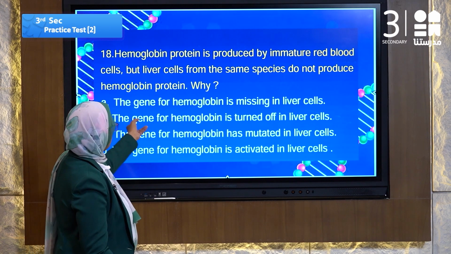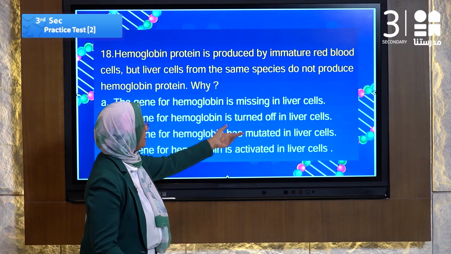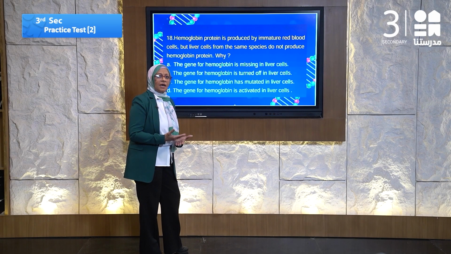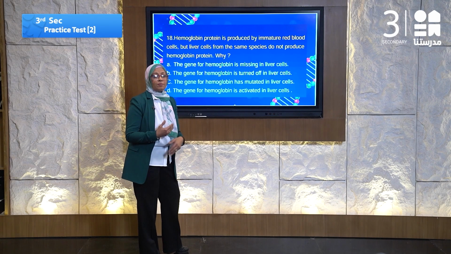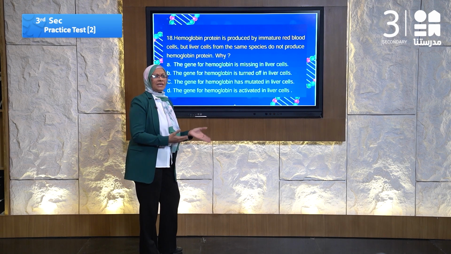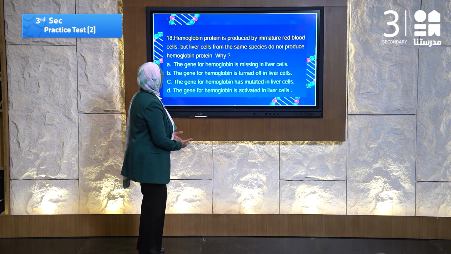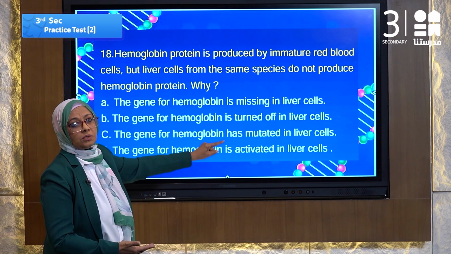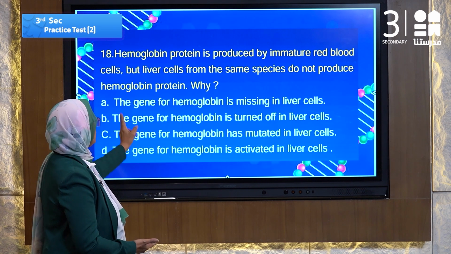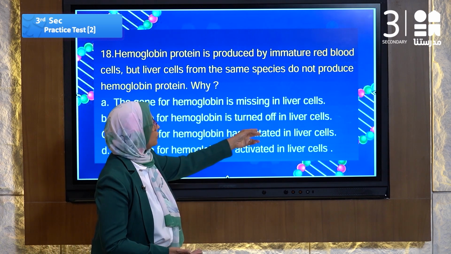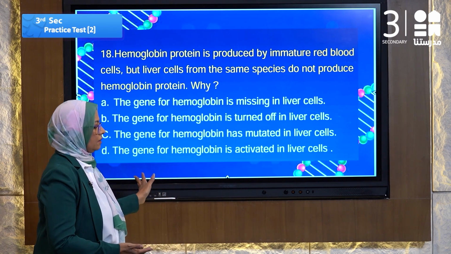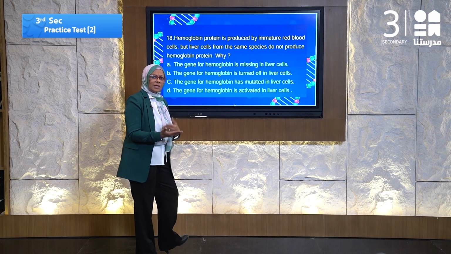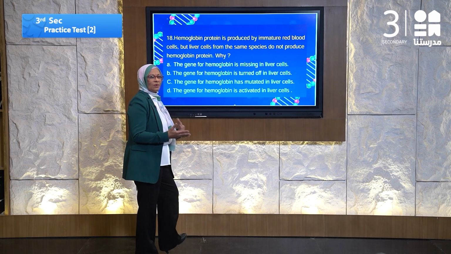A, the gene for hemoglobin is missing in the liver cells. The gene must be found in the DNA and form a new type of protein. The protein here is hemoglobin. It must be found, not blocked, not produced. B, the gene for hemoglobin is turned off in the liver cell. It means it will stop by any disease or anything, maybe or not.